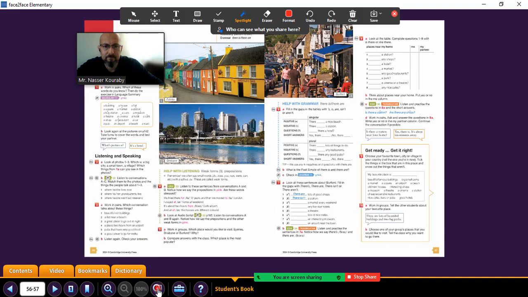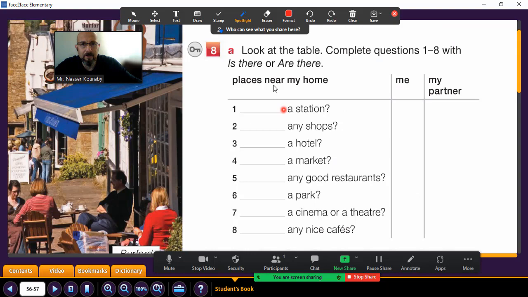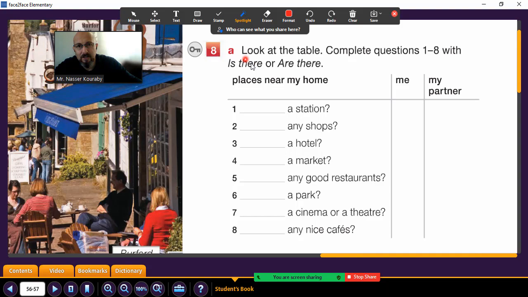Okay, exercise number 8 here. Look at the table, this table. Complete questions 1 to 8 with is there, are there. Okay, so what we write here? Question. Is there, are there. So, places near my home. Around your home, for example, maybe 1 kilometer, 2 kilometers, 3 kilometers, around your home.